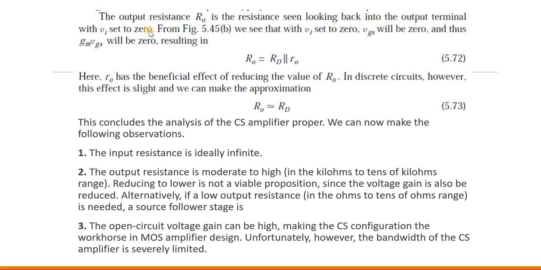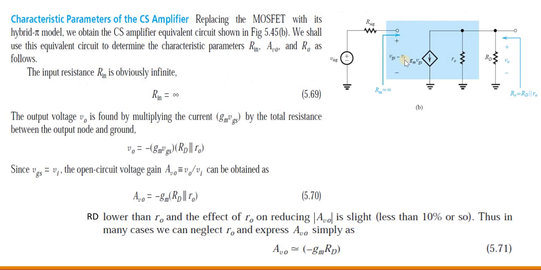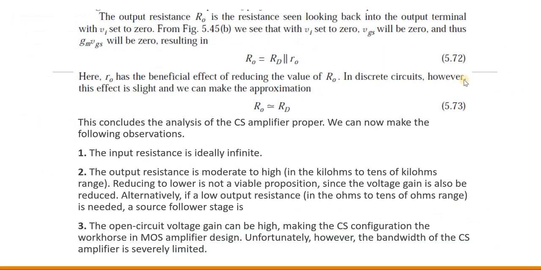That is what the procedure. Output resistance will be calculated by considering Vi as 0. If this is 0, what will be Gm into VGS? This will be 0. So finally we will be getting these two resistances in parallel, that is nothing but Ro. VGS will be 0 and thus Gm into VGS will be 0, resulting in Ro is equal to Rd parallel to ro. Since we know ro is very much larger than Rd, Ro will be approximately equal to Rd.